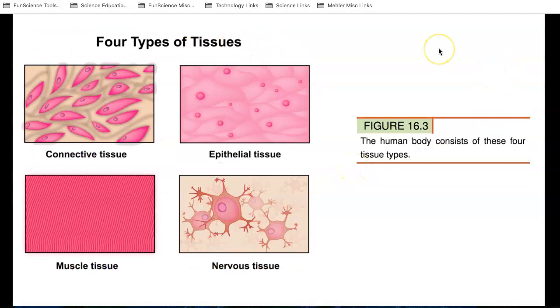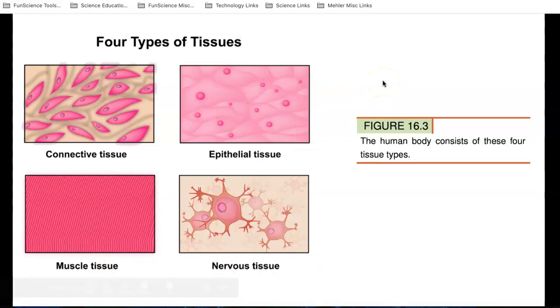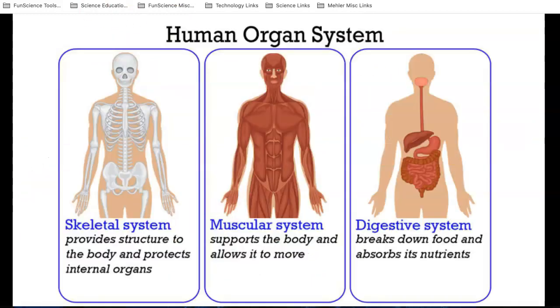There are also four tissue types in the whole human body. There's connective tissue, epithelial tissue, muscle tissue, and nervous tissue. It's important to understand those four and where those tissues show up. So let's take a look at the major human organ systems and their primary functions, the way they maintain themselves.